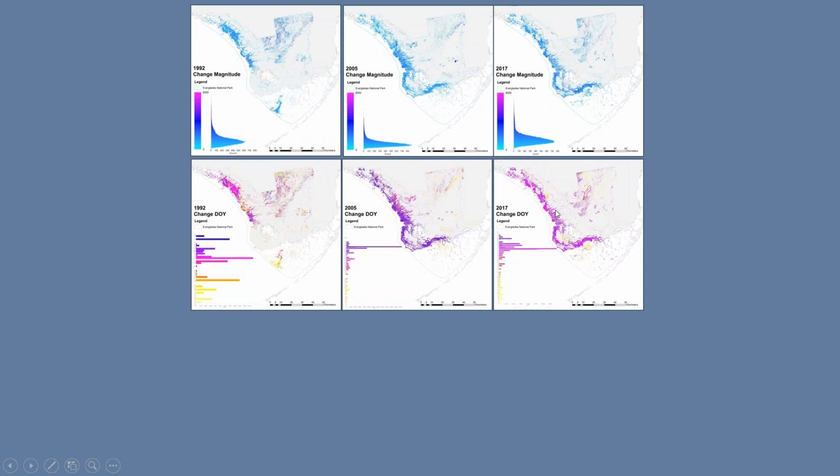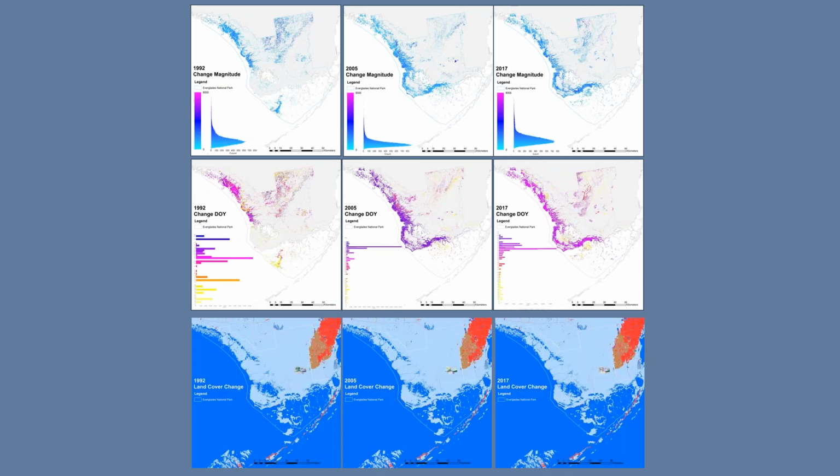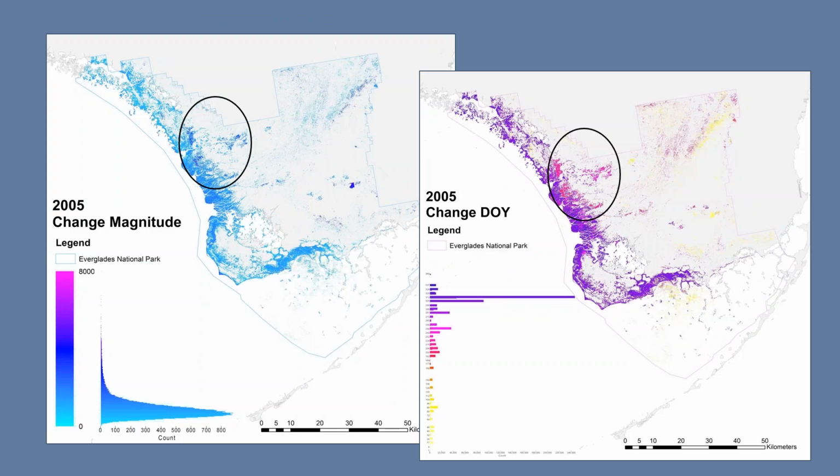The extent of the damage is shown here, and then change magnitude also shows the same pixels that are identified in change day of year, but it's a measure of the amount of change at that spectral break between two models. What I want to point out is that this did not result in a land cover change. This is all within the wetlands, the mangrove and sawgrass wetlands in the Florida Everglades. As we classify these results, we don't see a thematic change, but we definitely see change in the landscape.